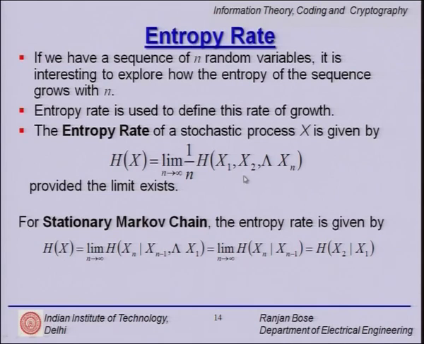So, what do we already know? We know the joint entropy H(X1, X2, ..., Xn). What are these n? These are this n random variables. So, we are talking about the joint entropy, and I have normalized it with n, and I am letting this n tend to infinity. If this quantity exists, that is defined as the entropy rate.